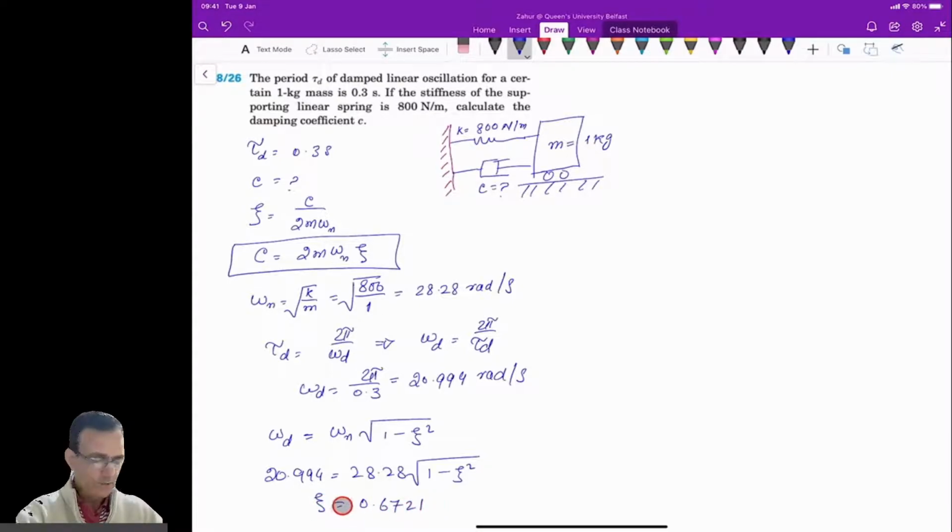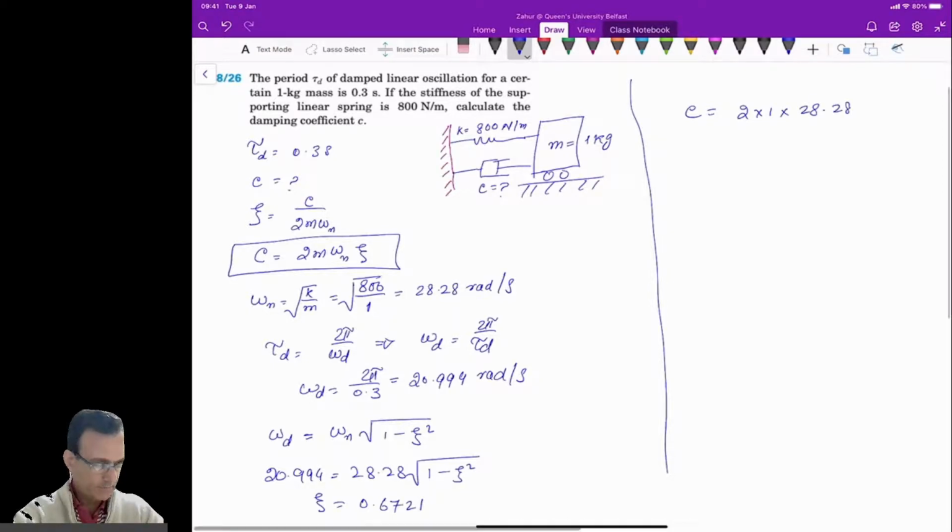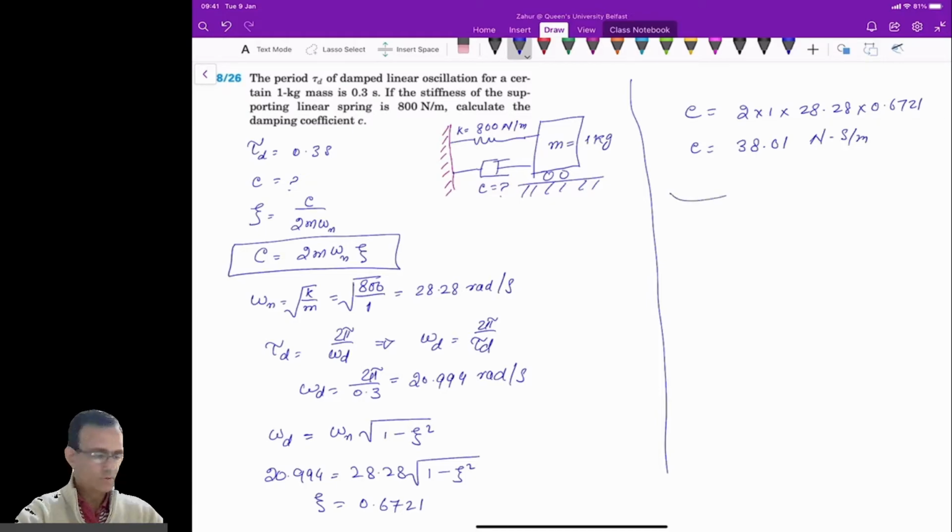So now if you know zeta, you can calculate C. C will become equal to 2 times m, which is 1, omega n, which is 28.28, and zeta, which is 0.6721. This means that C becomes equal to 38.01, and the unit of C is Newton second per meter. So this is what you are asked to calculate.